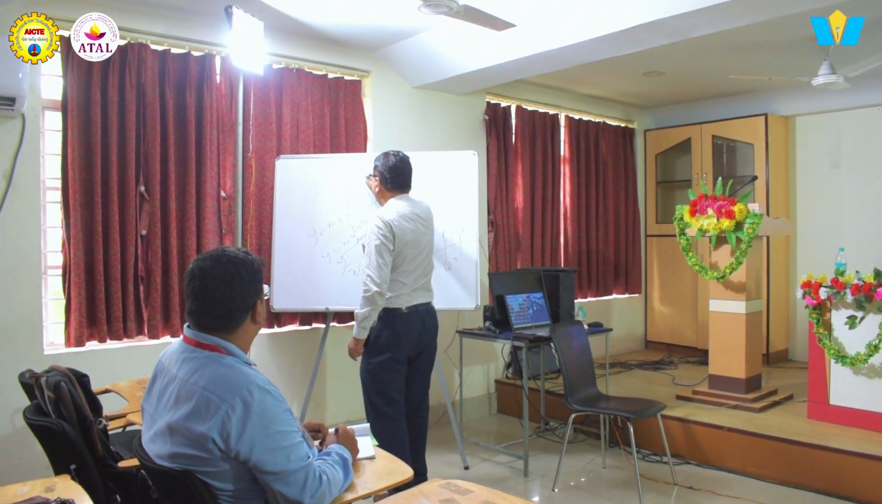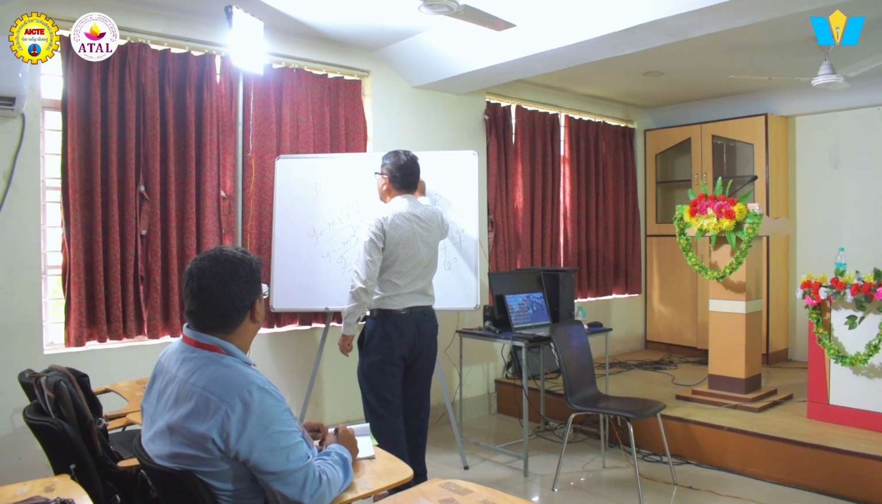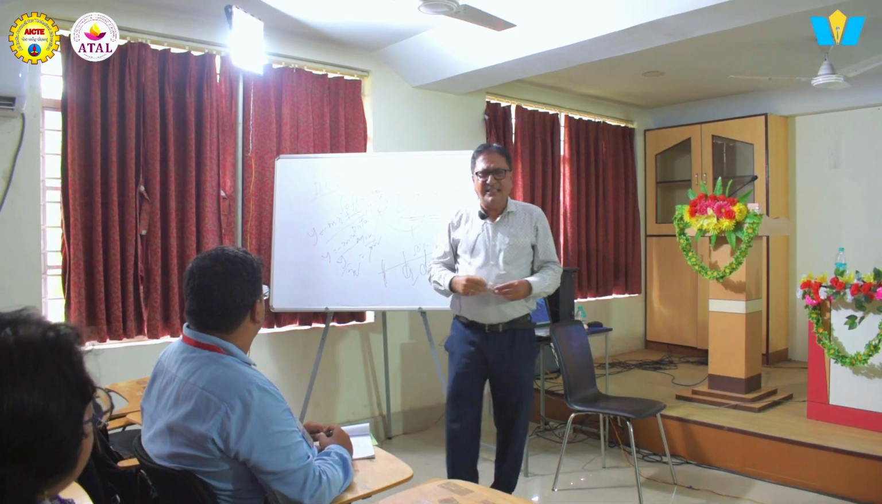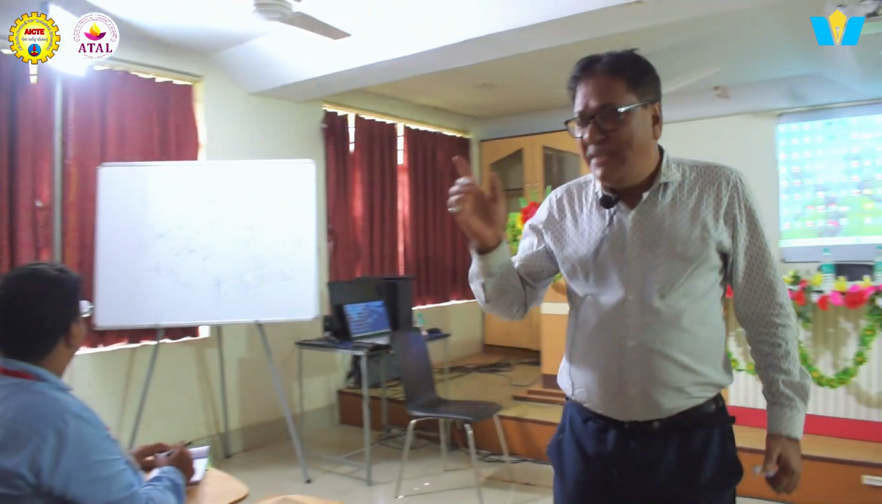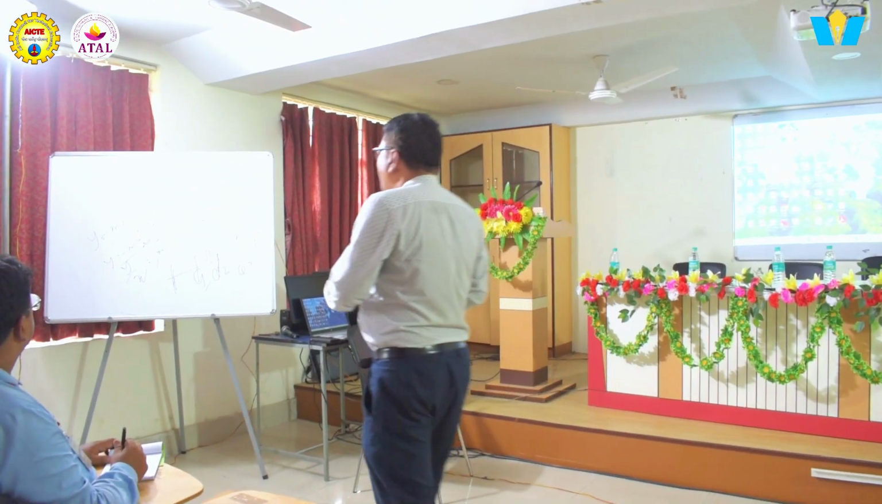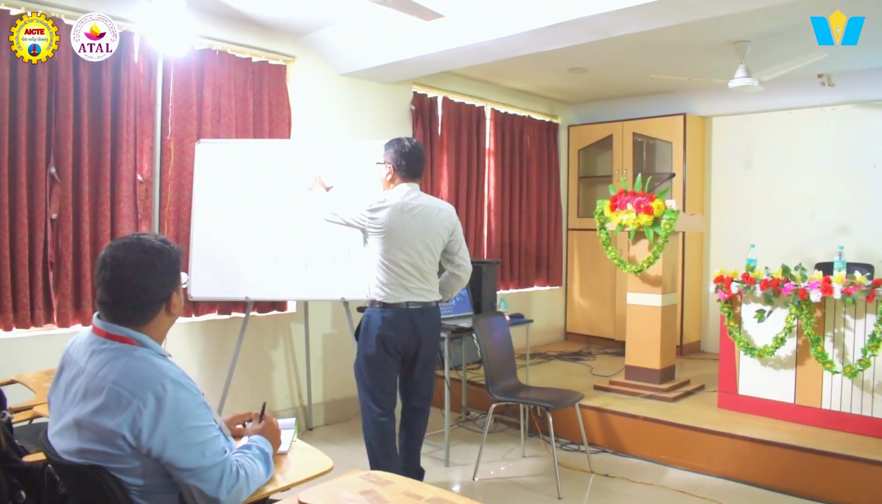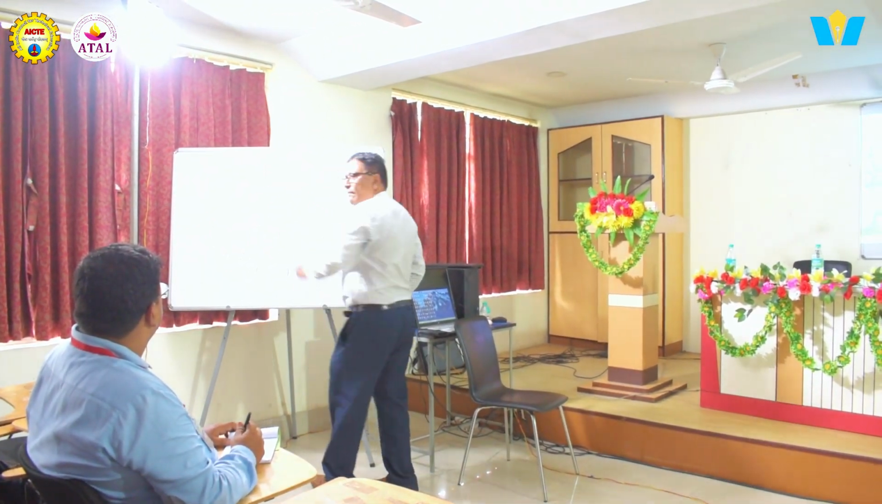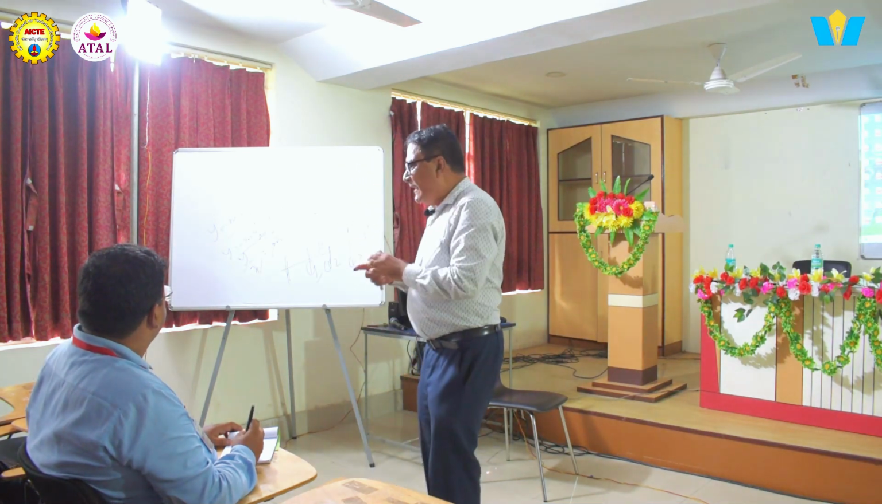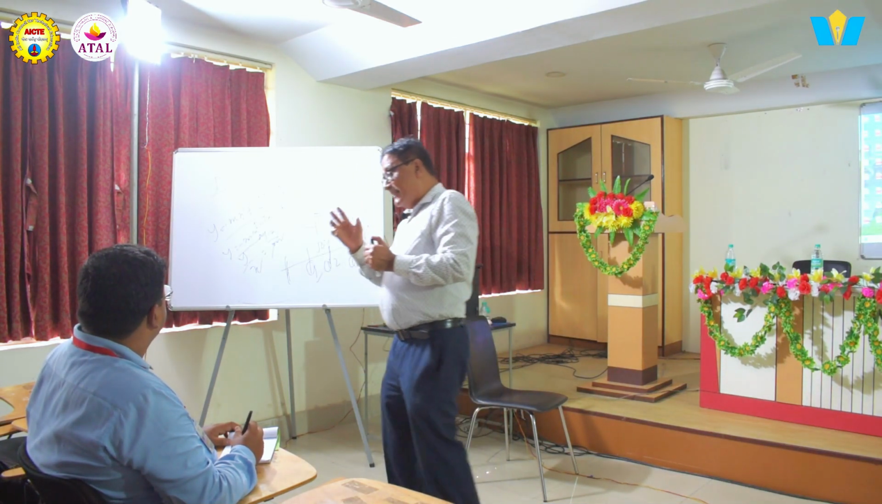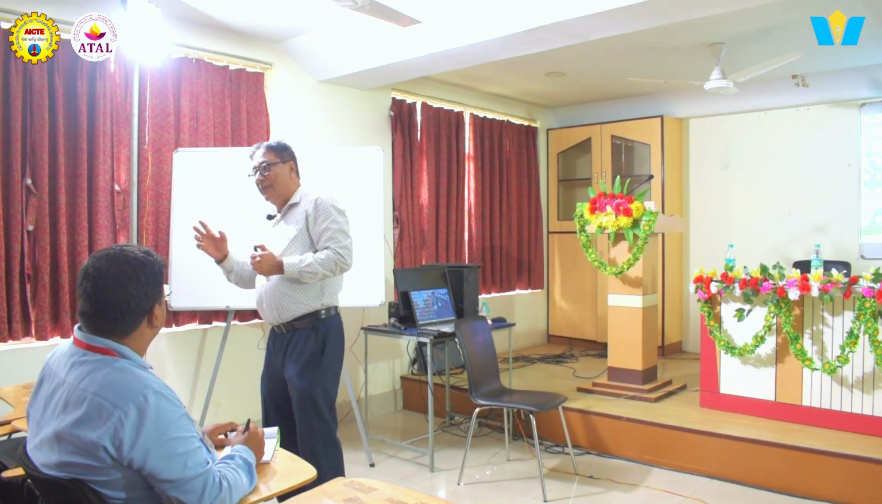Say C by 5 is equal to F minus 32 by 9. Am I right? This is the relationship between the centigrade scale and the Fahrenheit scale. From this equation, how many variables are there? C and F. Am I right? Yes. If I try to explain, then you can understand the concept of dependent variable and independent variable.